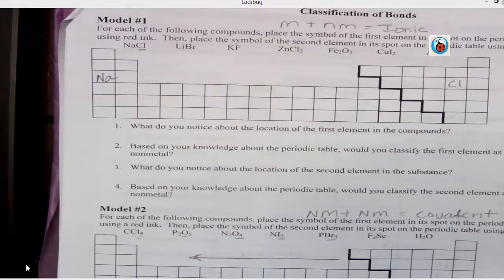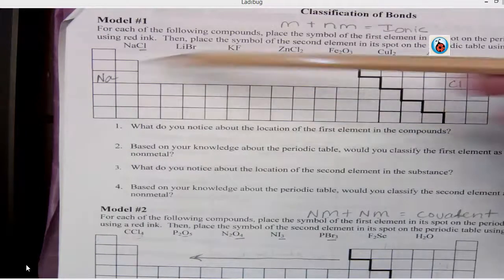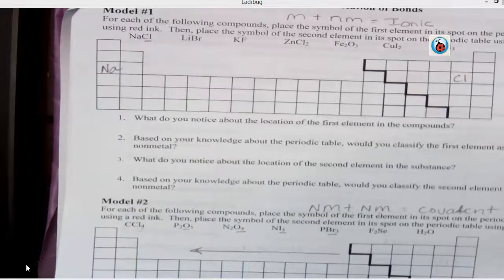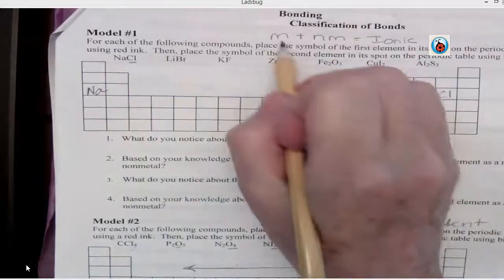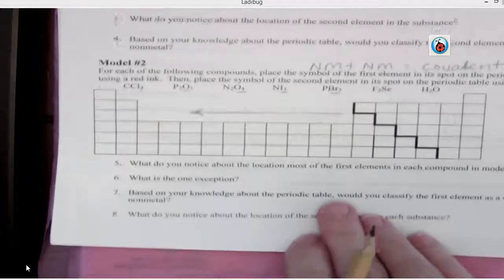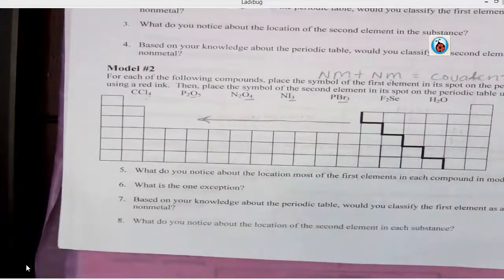All right, once we do that, then we're going to answer the questions based on where these symbols are. Now remember, what separates the metals from the nonmetals is this stair-step line. Okay, so that'll help you answer the questions. Remember, a metal plus a nonmetal is an ionic bond, and let's recall a nonmetal plus a nonmetal is a covalent bond.